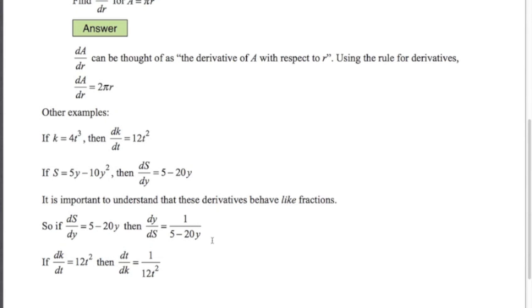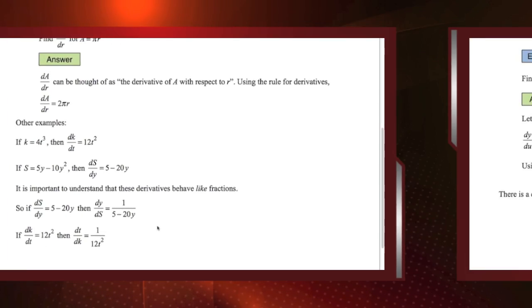Also, you can see these things behaving like fractions. If ds/dy is this, then dy/ds is the reciprocal. If dk/dt is 12t squared, then dt/dk is 1 over 12t squared. This is very handy stuff to understand, that these derivatives can behave like fractions.